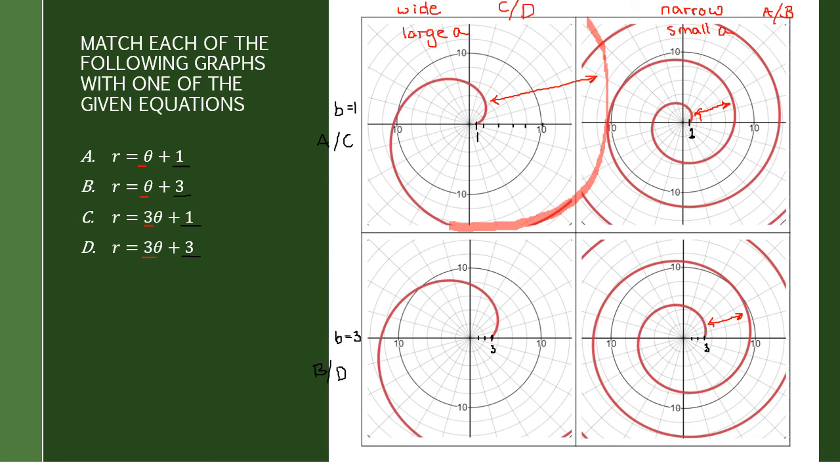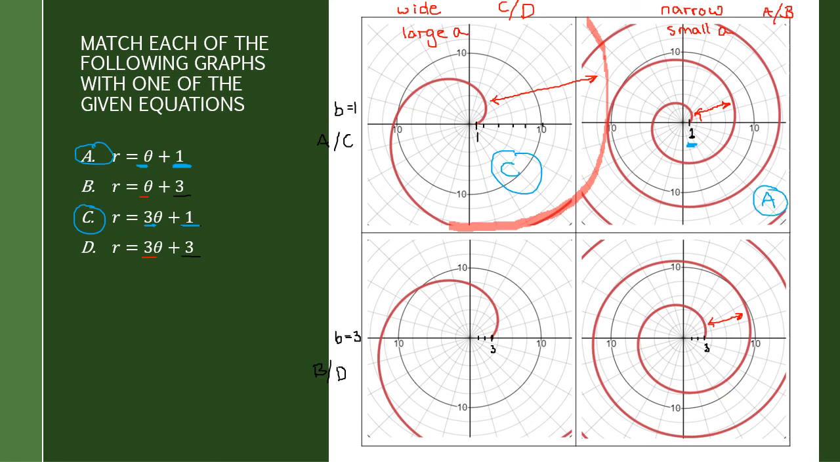So putting this all together, this first graph has a starting point of 1 and a large A value. So that would be equation C. Starting point of 1, 3 being the larger of the 2 possible A values. So this graph matches equation C. Moving over to the right, this is a starting point of 1 and a narrow or a small A value. So that would be graph A. Starting point at 1 and the smaller possible leading coefficient, graph A.